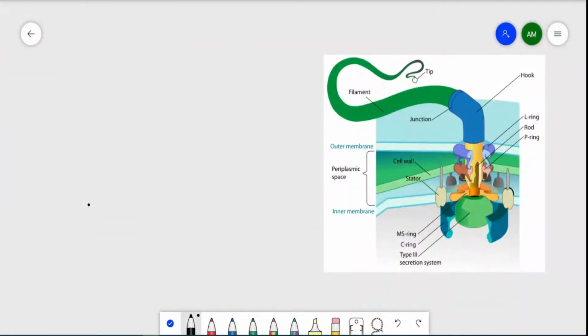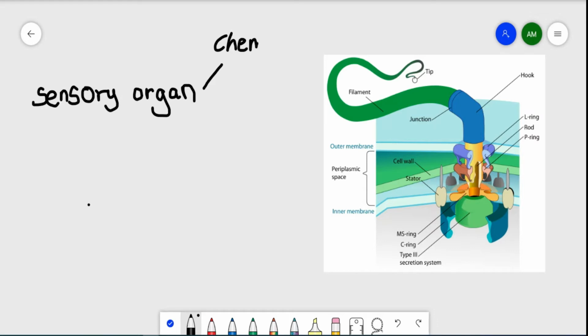As I said before, in today's video we are going to talk about the flagella. The flagella is an external locomotory structure found in the bacteria. As I said before, the main function of a flagella is locomotion. But other than locomotion, the flagella also acts as the sensory organ. But what does the flagella help us to sense? It helps the bacteria to sense chemicals and change in temperature.